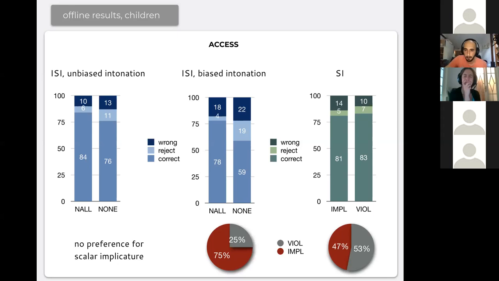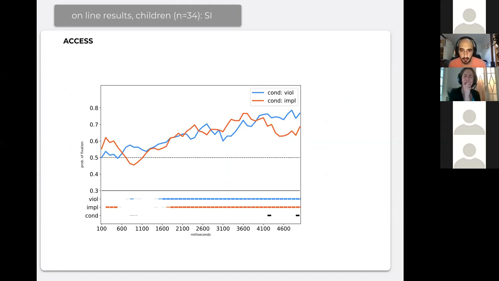And this, in a way, raises our interest in the online data, which I'm going to show you right now. So these are the two access conditions. The red line is implicature support and the blue line is implicature violation. And you see there is very, very little difference. Now, this is only 34 subjects, so it's not a lot of data. We are supposed to have around 48 or 50 subjects. So again, take these results with a grain of salt, but the pattern is quite clear. There is very little difference, which is completely compatible with what we saw in the offline choices, okay? Right, so almost no difference between scalar implicature violation and scalar implicature support.